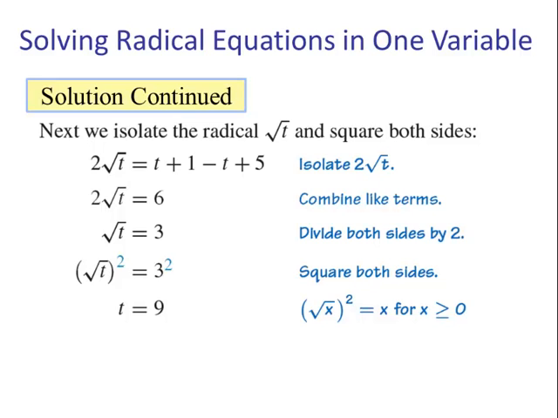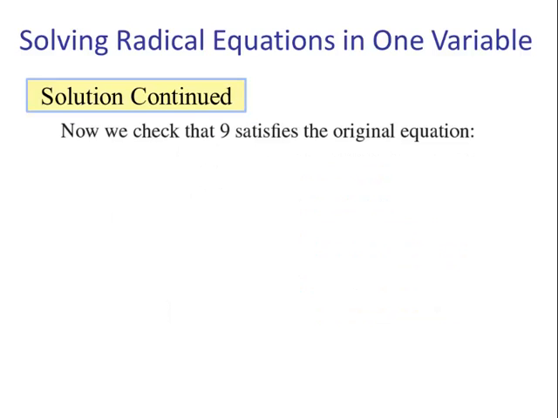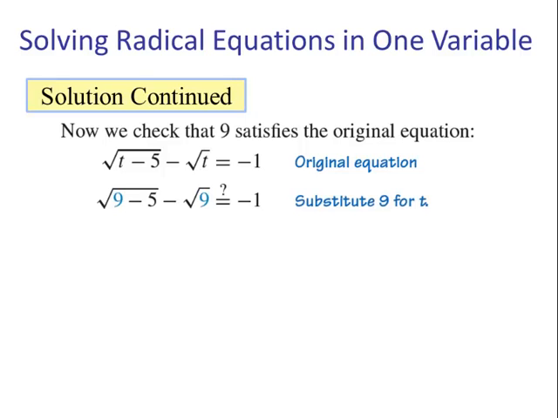Next, we need to check to see if 9 is a solution. So we start with the original equation. Everywhere we see a t, we substitute a 9. Hopefully the left-hand side of the equal sign will equal negative 1. Following the order of operations, we have to subtract and then take the square root. 9 minus 5 is 4. Square root of 4 is 2. Minus square root of 9 is 3. So we have 2 minus 3. Does that equal negative 1? And the answer is yes. The left-hand side equals the right-hand side. 9 is the solution.